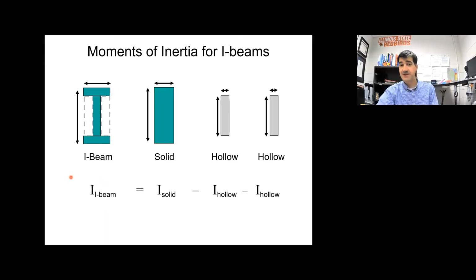Same thing for an I-beam. Let's say we want to calculate the moment of inertia for this I-beam. What you do is you calculate the moment of inertia for this full rectangle, and then you subtract the moment of inertia for these hollow sections right here. So you calculate this moment of inertia for the whole part, then you calculate the moment of inertia for this section right here, and you subtract the moment of inertia for this section as well as for this section right there. And after you do that, that gives you the moment of inertia for the I-beam itself.